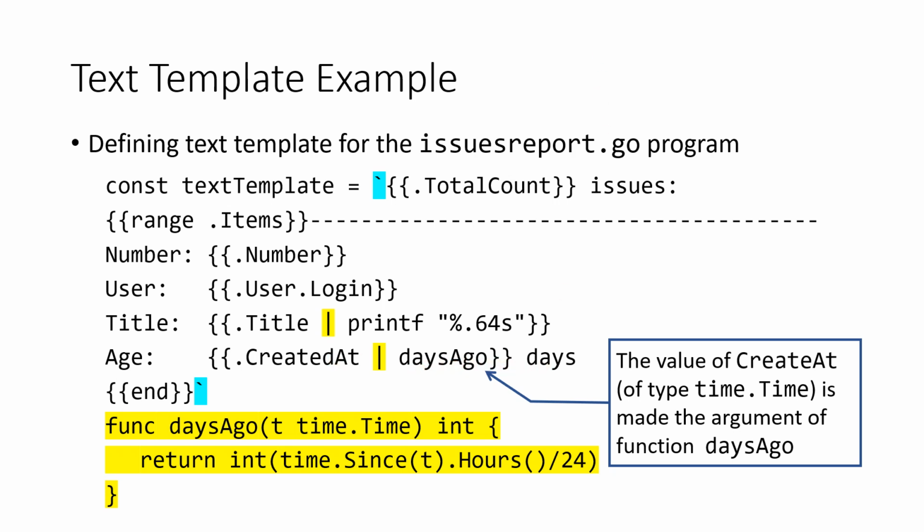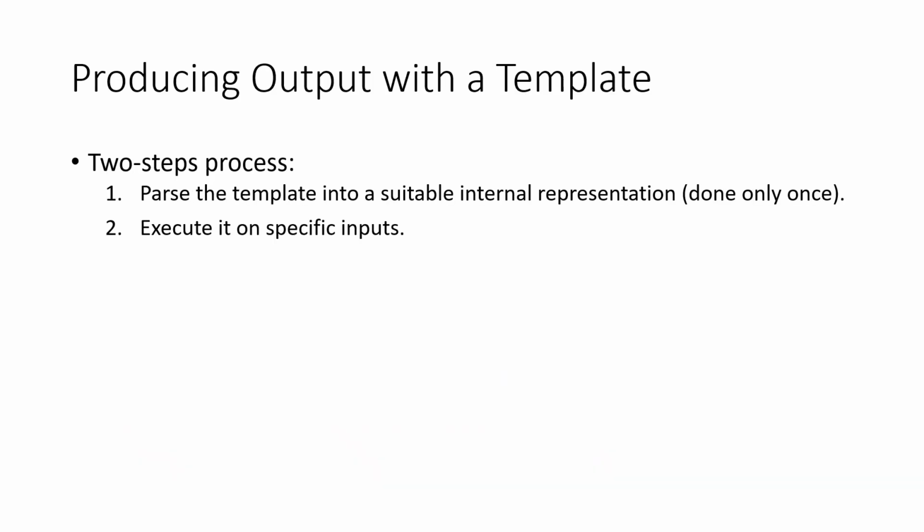After creating the text template, we can produce output with the template. Producing output with a template is a two-step process. The first step is to parse the template into a suitable internal representation. Parsing needs to be done only once. The second step is to execute the template on specific inputs.